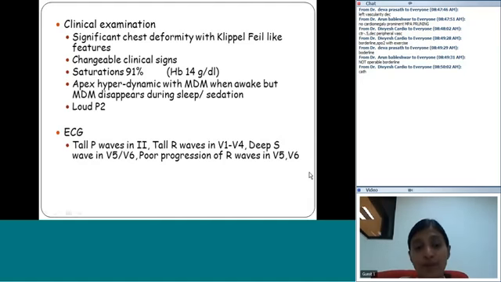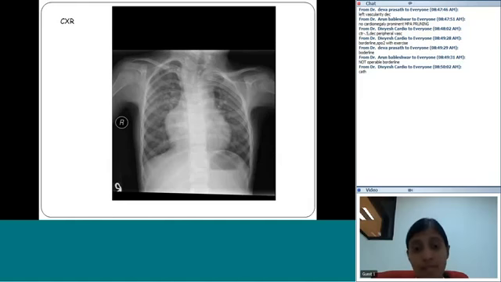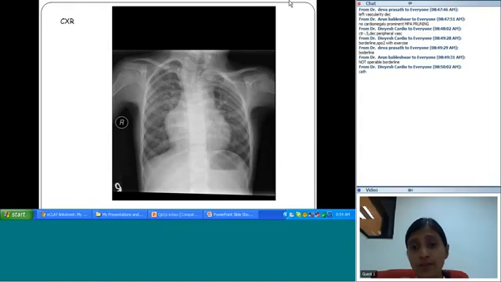and his ECG again showed poor progression of R waves, tall R in D5, D6, tall R waves in V1, V4. So basically, signs of right ventricular hypertrophy. And this is his X-ray. So comments on the X-ray, on this X-ray? What do you think? Any comments on this X-ray?